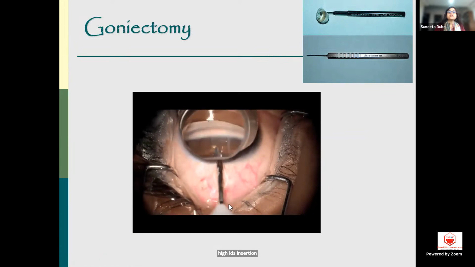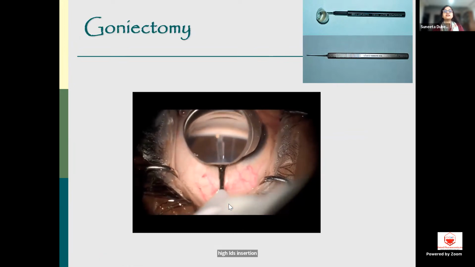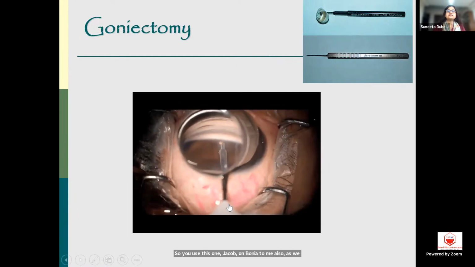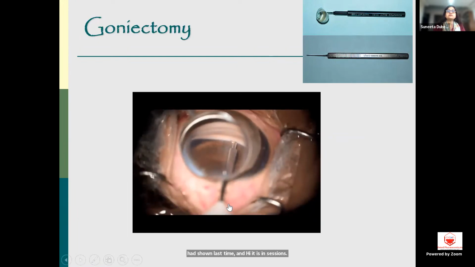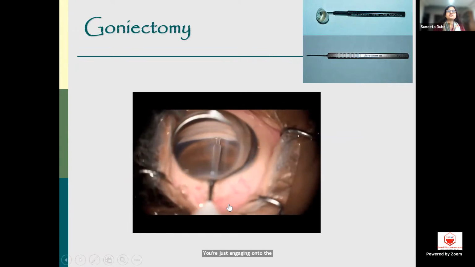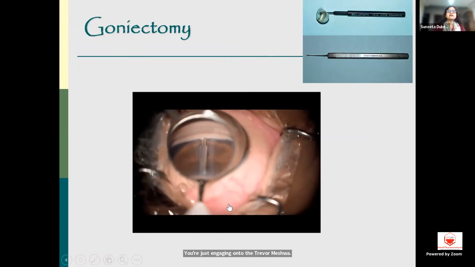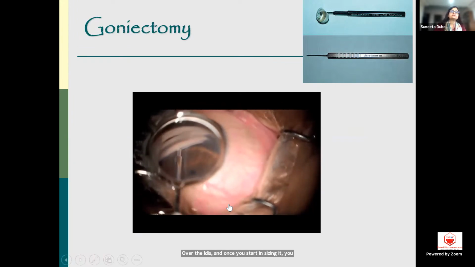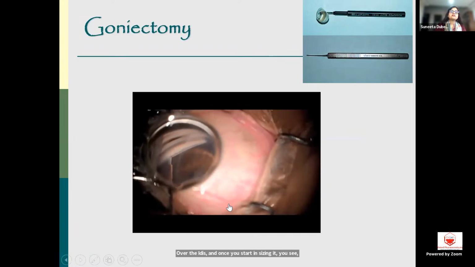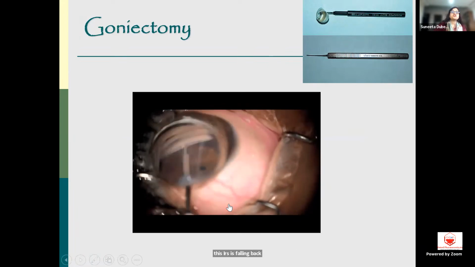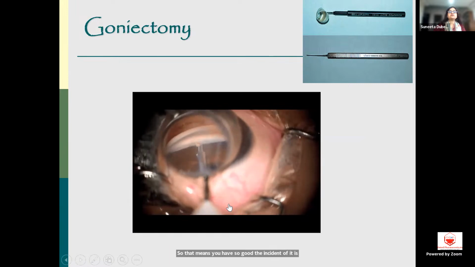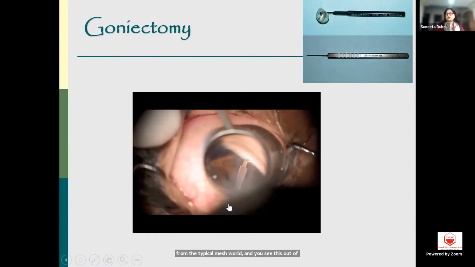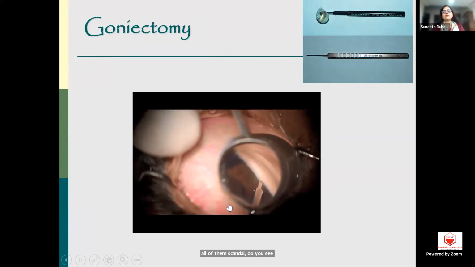So you use the Swan Jacob for goniotomy also, as we had shown last time. And in high iris insertions, you're just engaging onto the trabecular meshwork over the iris. Once you start incising it, you see this iris is falling back. That means you have severed the insertion of iris from the trabecular meshwork, and you see this outer wall of Schlemm's canal. So you do it around 120 to 140 degrees.